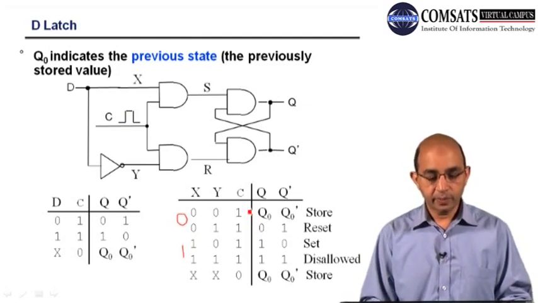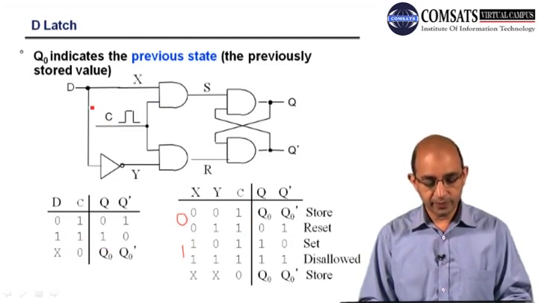Moreover, by doing so, we will be avoiding the race condition. We have 2 race conditions, 0 0 and 1 1. So we cannot have 0 0, or we cannot have 1 1 at the same time. So it will be a 0, and here we have 1.